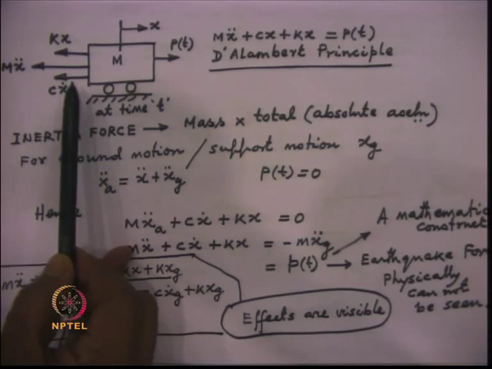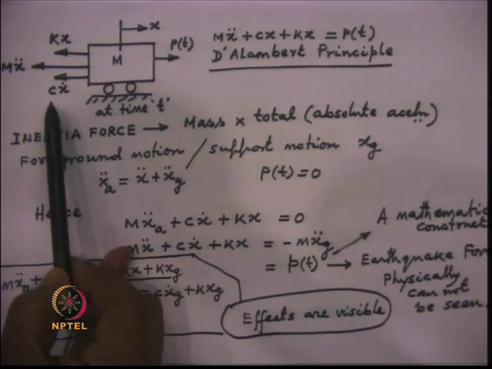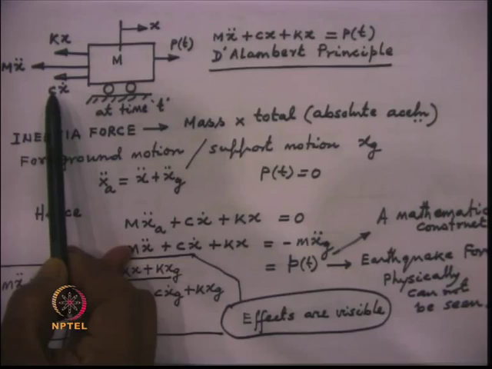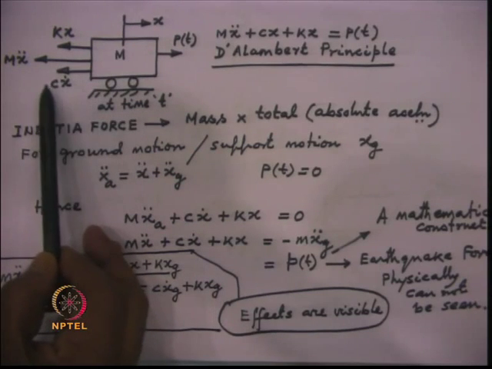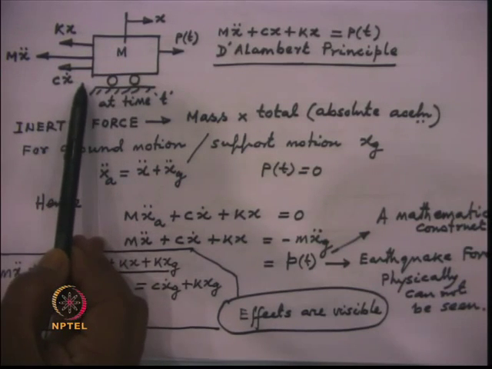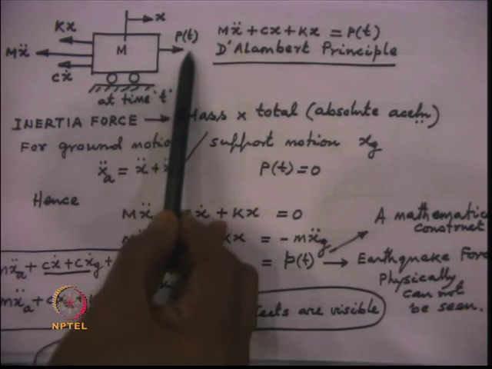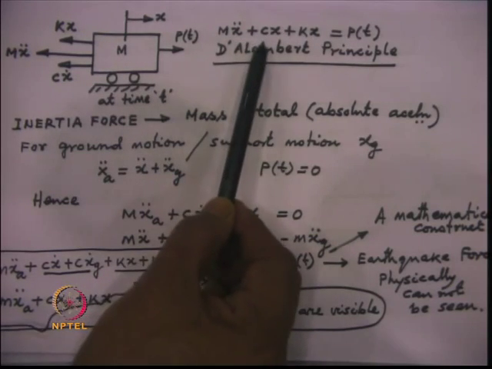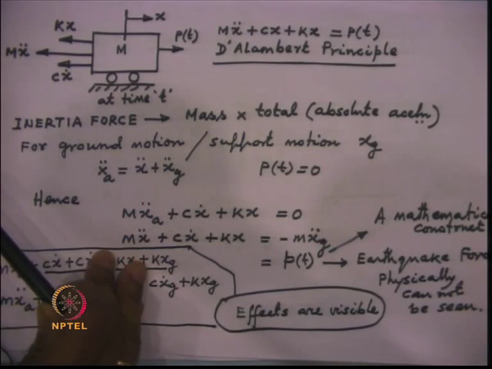The c x dot, which is the damping force, is called the viscous damping force. It is written as a coefficient of viscosity multiplied by the velocity. This damping force by definition acts opposite to the motion because it dampens the motion. So, all the three quantities, that is the restoring force, the inertia force and the damping force, are acting opposite to the direction of the motion, and in the direction of motion the dynamic force is acting. Therefore, one can write down this simple equation, that is m x double dot plus c x dot plus k x is equal to p(t). This follows from the D'Alembert's principle, which is well known to all of you.